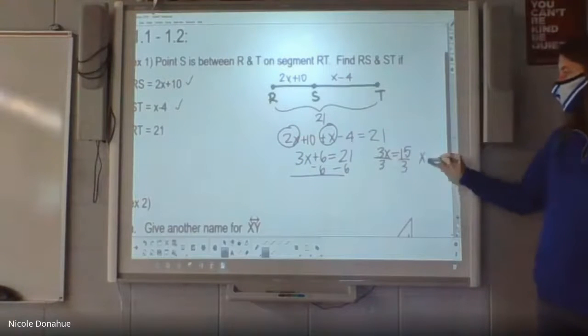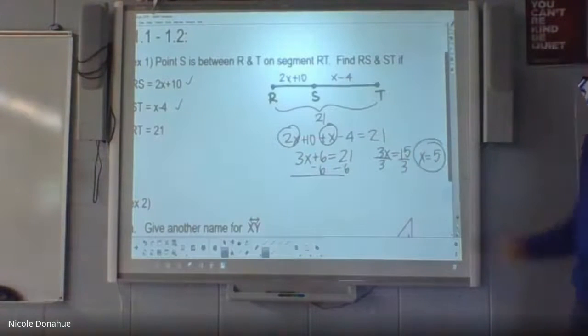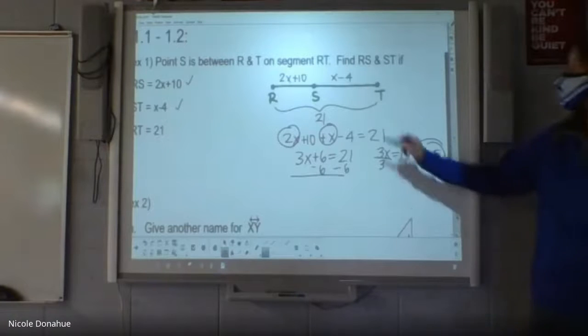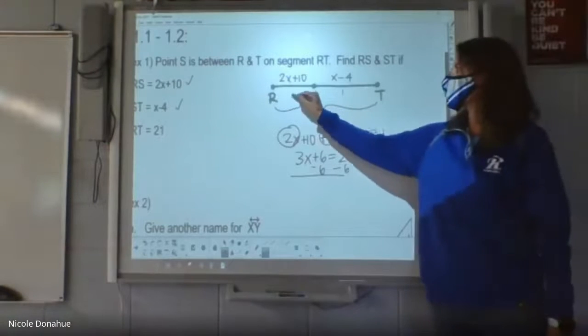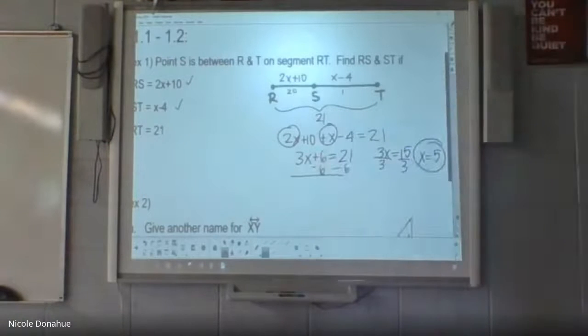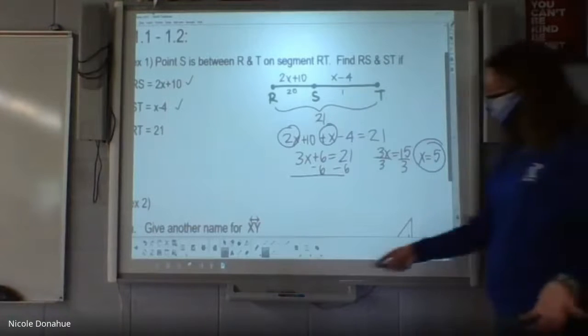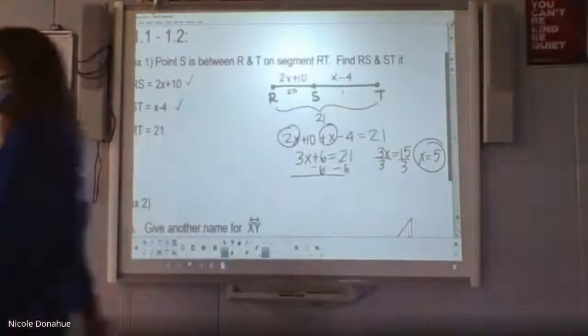So x ends up being 5. And then we can find the length of each of those. So actually, I find out my drawing is really awful because this is actually 1 and this is supposed to be 20. And that's okay, my drawing didn't have to be perfect by any means. I was still able to figure this out despite having a really awful drawing.